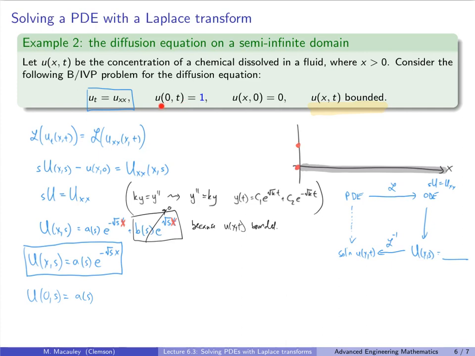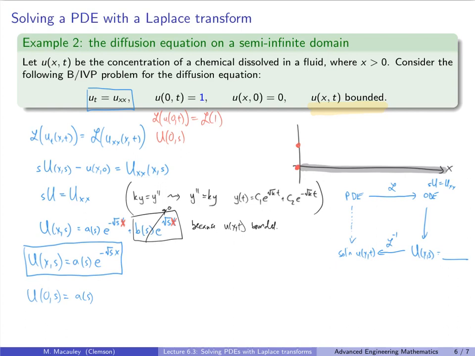Now what if we go up here and we apply the Laplace transform to this? So let's apply the Laplace transform to both sides. I'm going to use a different color because I can. I'm going to use red up here. So the Laplace transform of u of 0t equals the Laplace transform of 1. So the left-hand side is just big U of 0s. That's exactly what we have here.